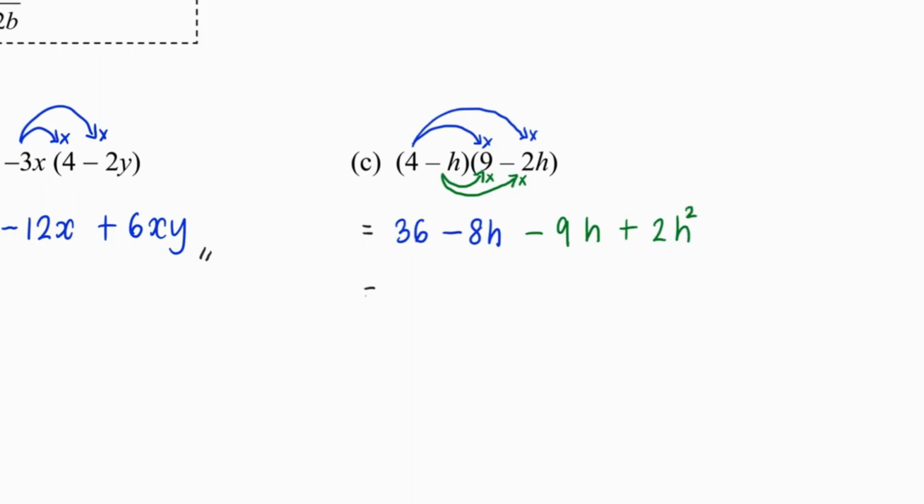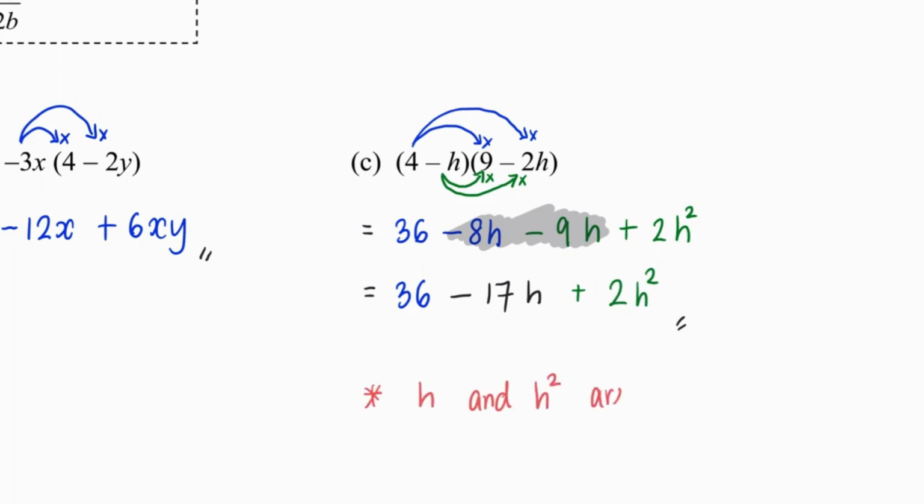This is not the final answer because I do see that there are like terms for me to continue to simplify. So you will see 36, negative 8h and negative 9h. They will make negative 17h. And there is the positive 2h square. And we are done. An important note to take note of is that h and h square are unlike terms.